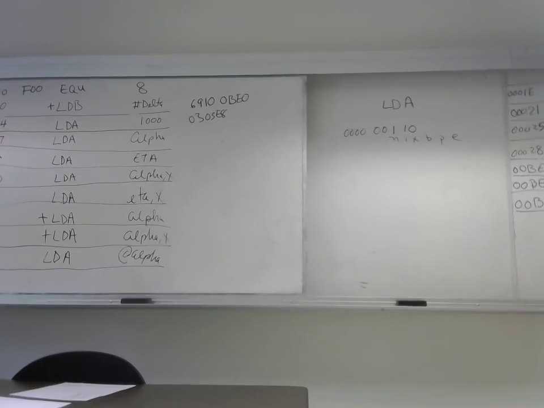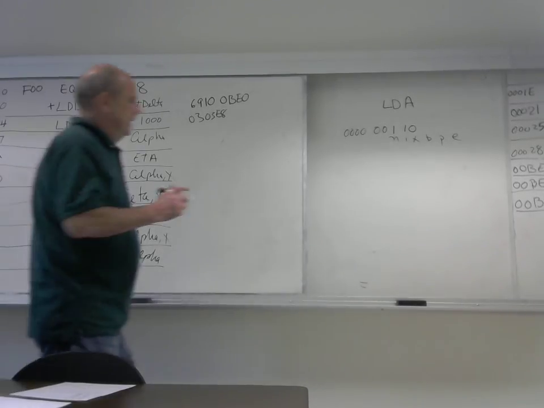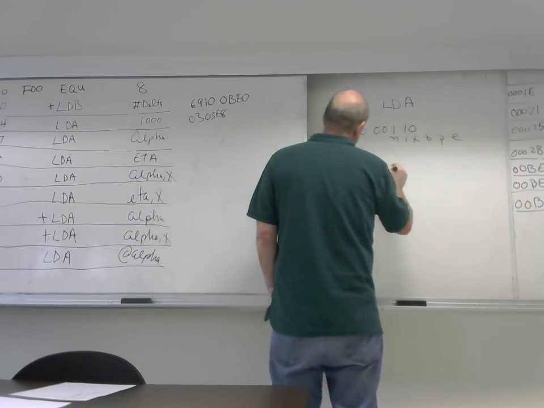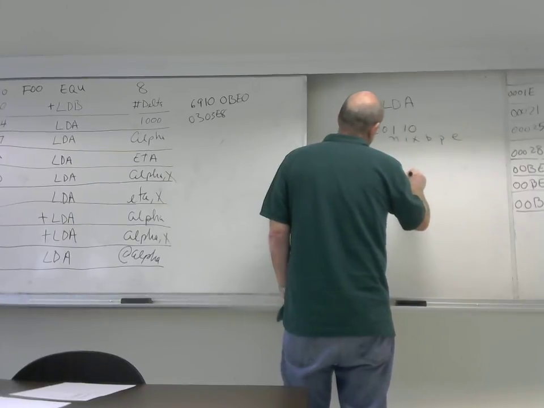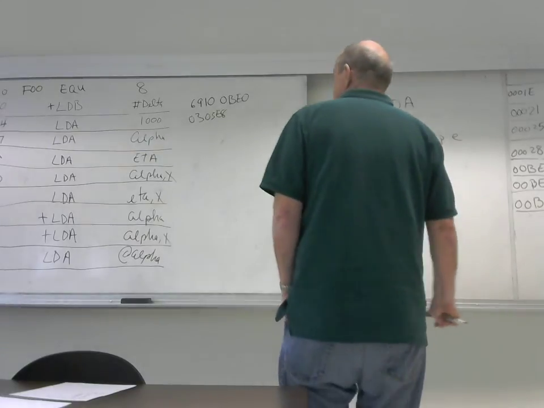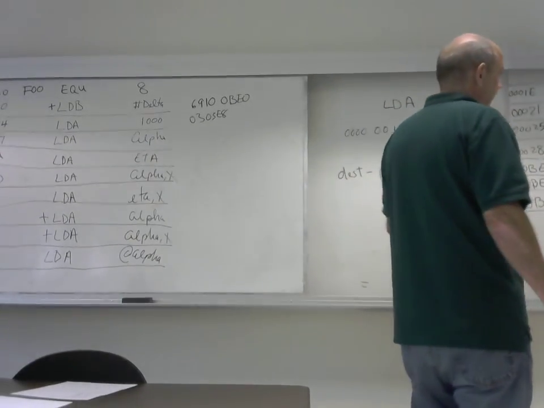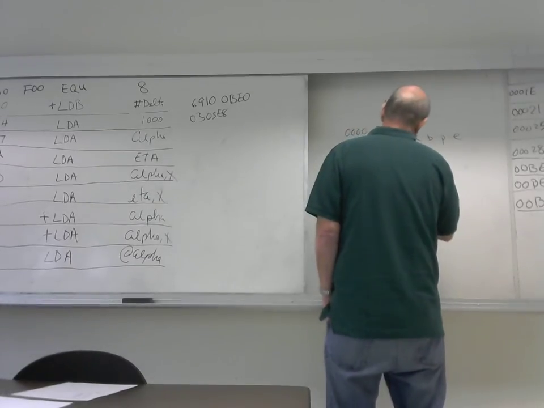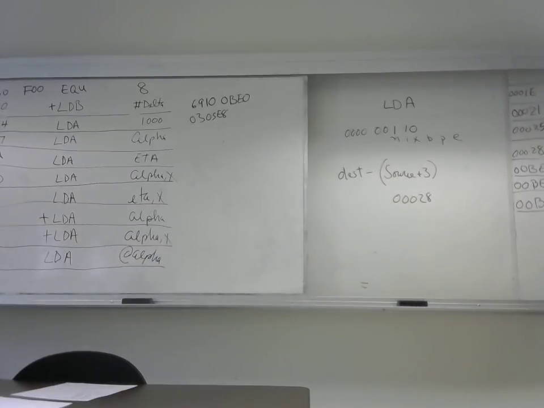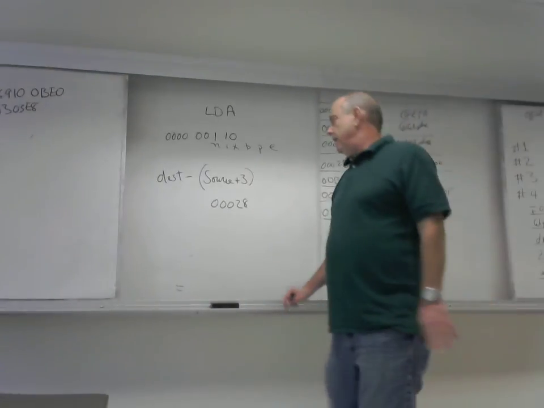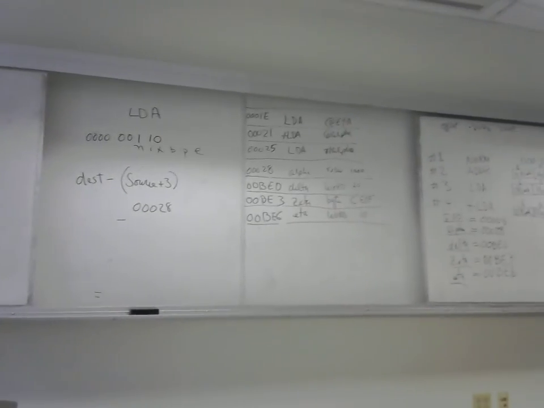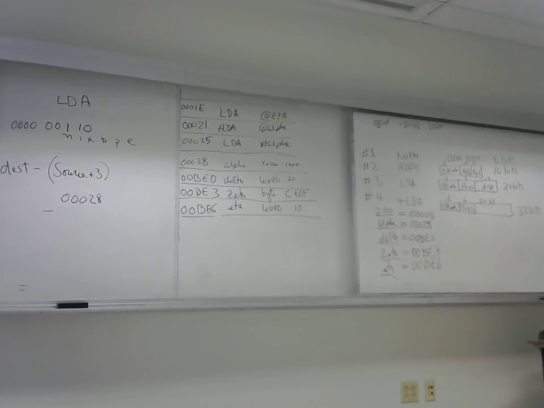So let's try PC relative. So we have destination minus source plus 3. All right, the destination, what we're trying to read is alpha. And that's at 0, 0, 0, 2, 8. I looked it up in my symbol table. All right, minus source plus 3. The source is at address 7, plus 3 is 8.